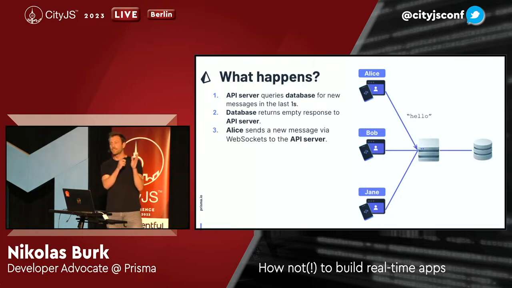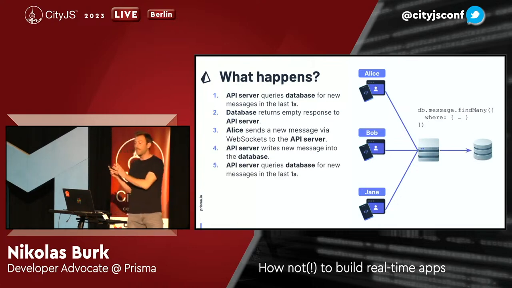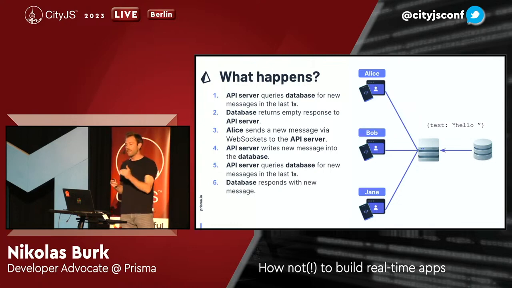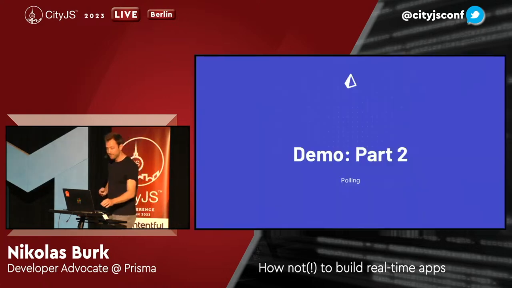Next, Alice starts by sending a message. The API server writes that into the database. The API server then queries the database for new messages. So we have arrived at the next polling interval. And the database responds with that message that just arrived. And now the API server can broadcast the message.